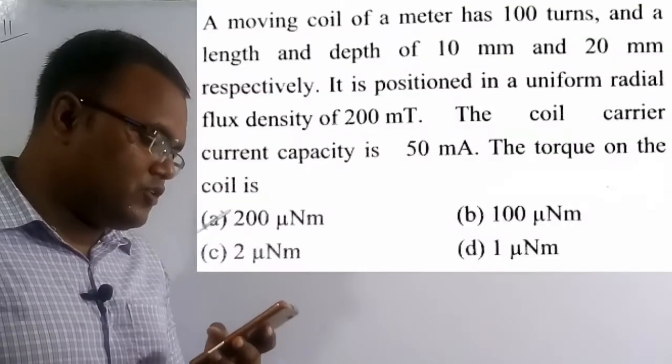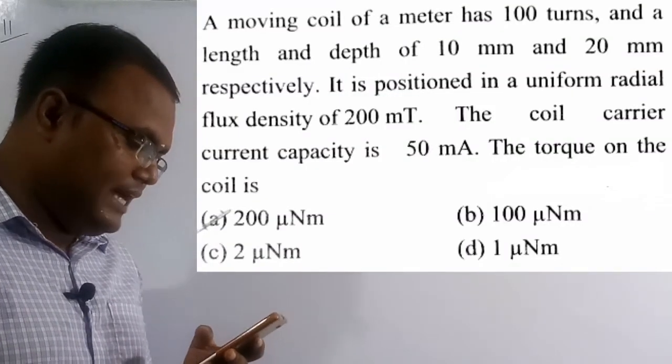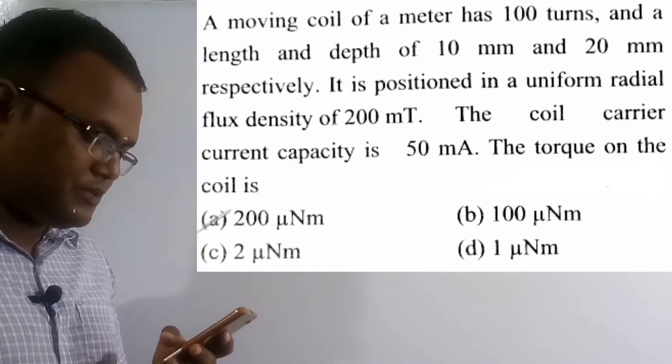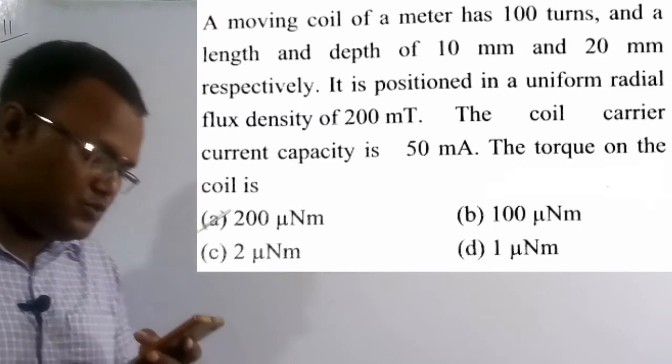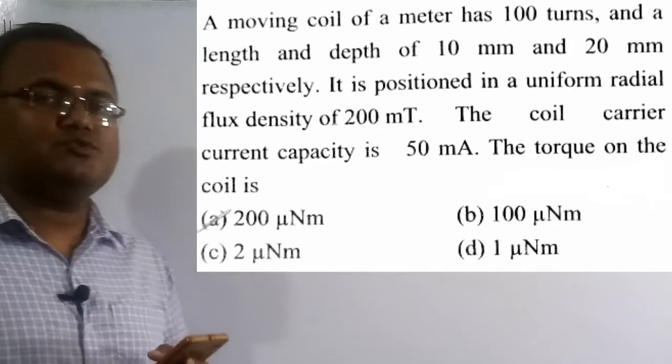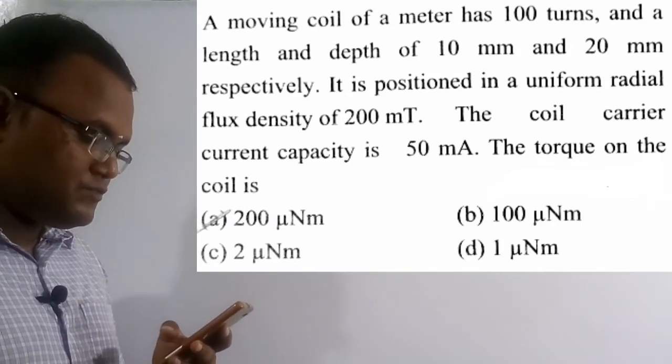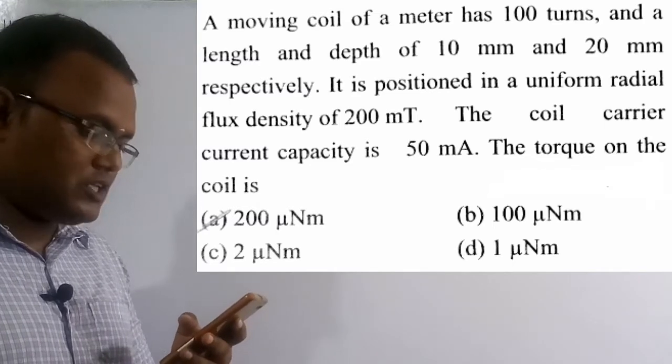So why waste more time? Let's get started. Now we are going to solve the 11th question. See the question here. A moving coil of a meter has 100 turns and a length and depth of 10 millimeter and 20 millimeter respectively. It is positioned in a uniform radial flux density of 200 millitesla. The coil carries a current of 50 milliampere. The torque on the coil is.